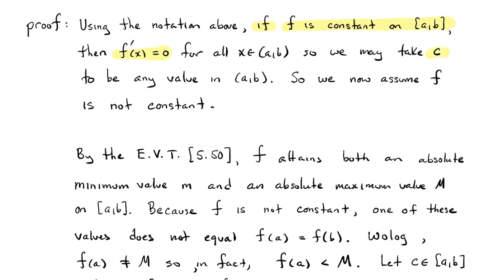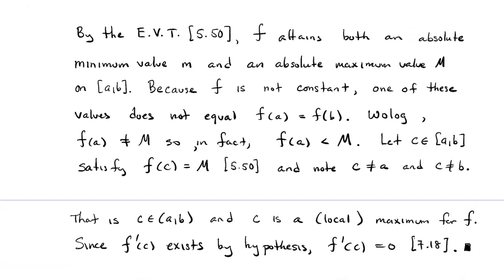So you could just take c to be any value in a to b you want. There's infinitely many values of c in there that would satisfy it. Okay, so we've kind of done away with that case. So I'm going to be assuming from now on that f is not a constant. It's not a constant function.